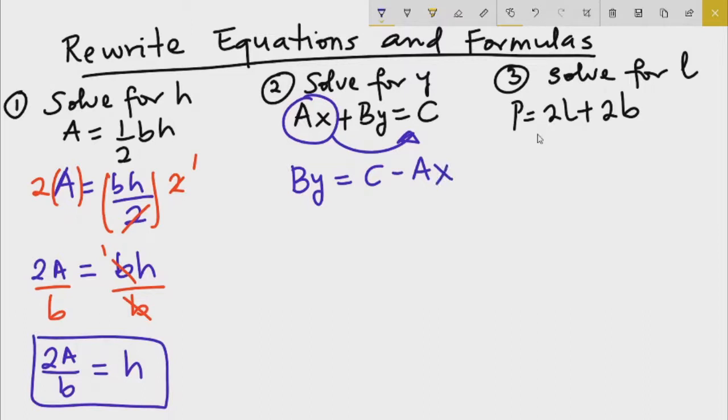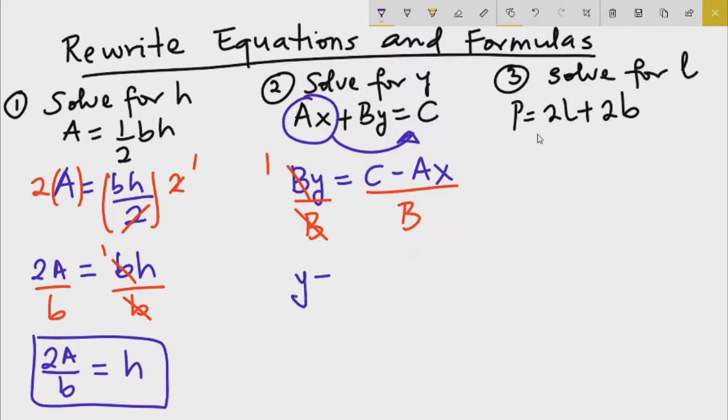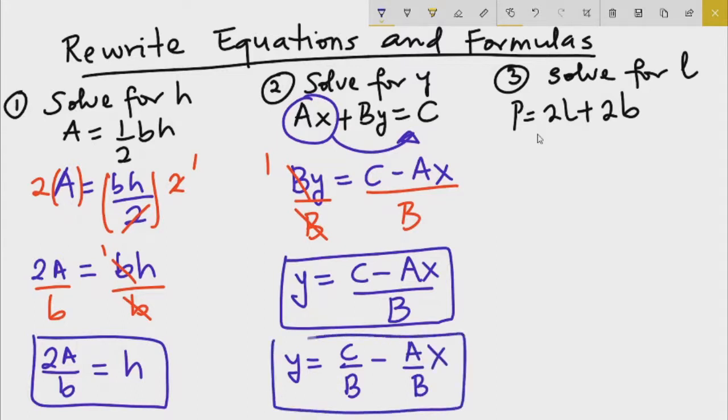Now all we need to do is to divide by b, because we are trying to isolate y. So b goes into b, 1. At the end of the day, we have y equals c minus ax divided by b. And that's it. You are done. Or if you want to simplify further, you can say y equals c divided by b minus a over b x. You can also rewrite it as that, but it's not compulsory. It's good to know that these two things are the same.